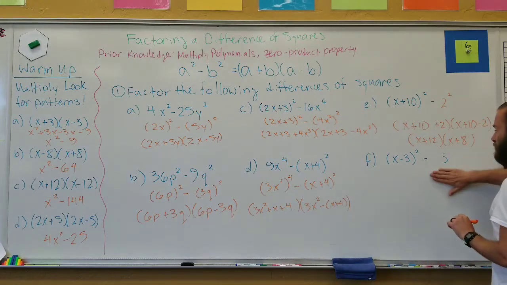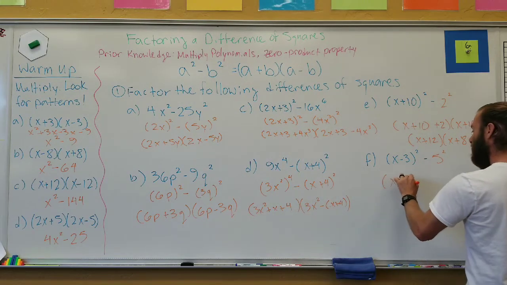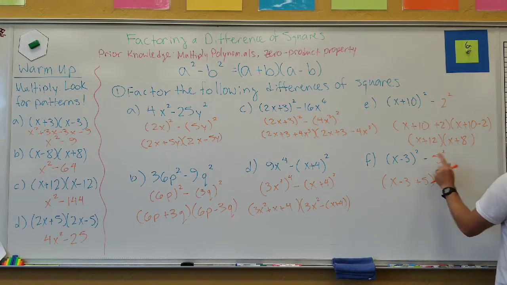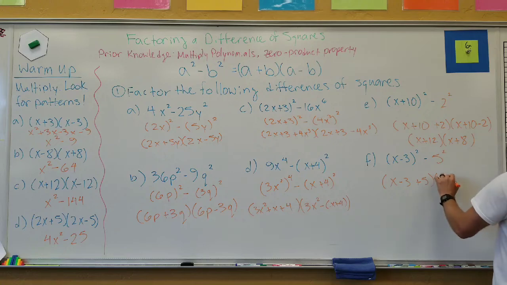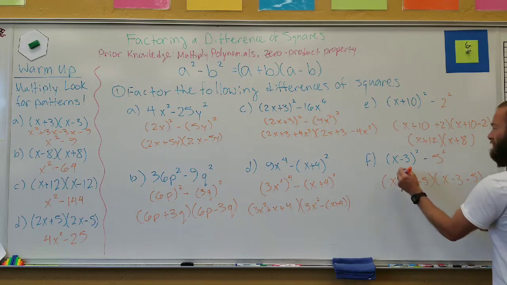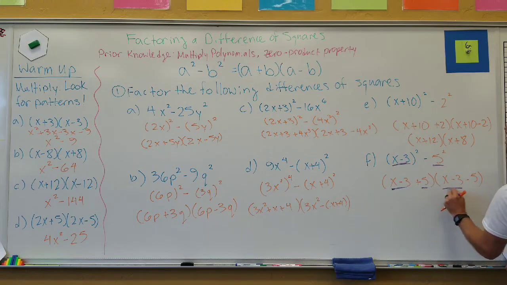So you could realize this 25 is 5 squared, and so we have x minus 3 plus 5, right? The sum times the difference of the things being squared. And x minus 3 minus 5. Okay? So just don't forget, this piece and this piece are the same as those two pieces. It's just their sum times their difference.